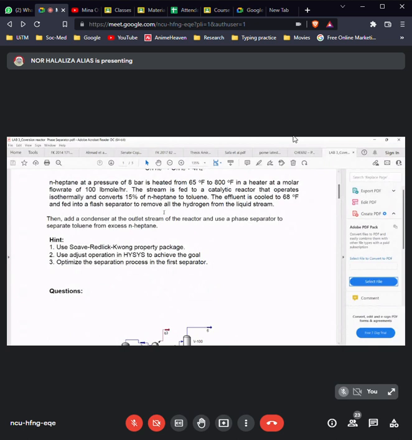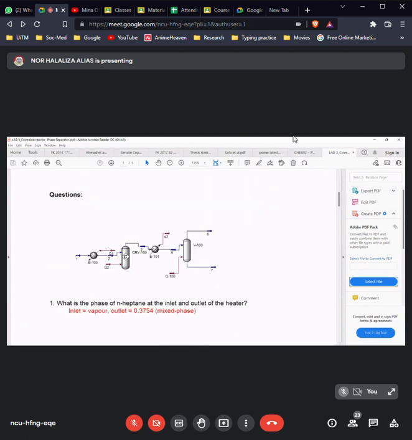Okay, and then it's stated here, the stream is fed to catalytic reactor that operates isothermally. Isothermally means what? It means that whatever the temperature here at stream 2 will be the same as stream 3. The temperature will be the same sebab dia isothermal. And since it is isothermal, so we have to supply the energy to the reactor. So sebab tu kita ada Q2 dekat sini.